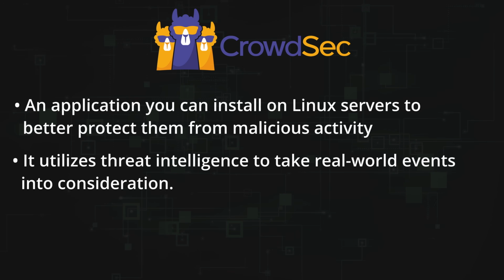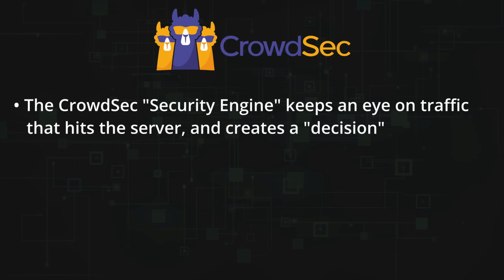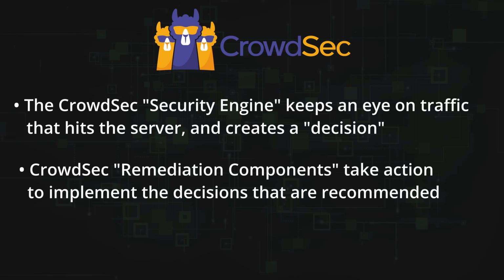and know exactly how to handle it if they happen to see it. CrowdSec is composed of the security engine as well as one or more remediation components. The security engine doesn't do any blocking in and of itself, but what it does do is keep track of the traffic that it sees, and it's able to recommend that an IP be blocked if it determines that the activity is potentially malicious. You could think of the security engine as a silent observer. It keeps a watchful eye on network traffic, and what it's able to do is make a decision on how to handle that traffic. Remediation components, on the other hand, take action.